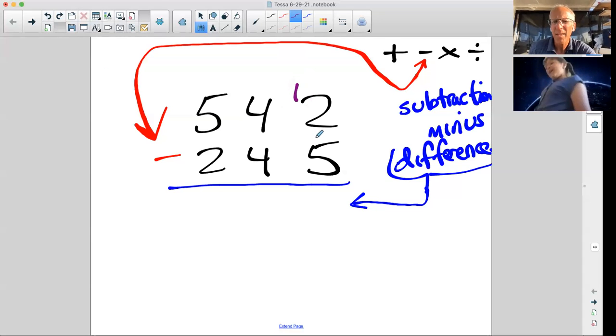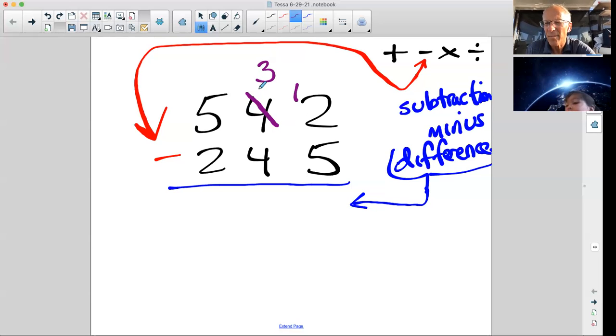The 4. Thank you. And when you borrow 1 from 4, you had to take away 1, so we got a 3, and then we turned the 3 into 13. Wait. Why did you turn 3 into 13?